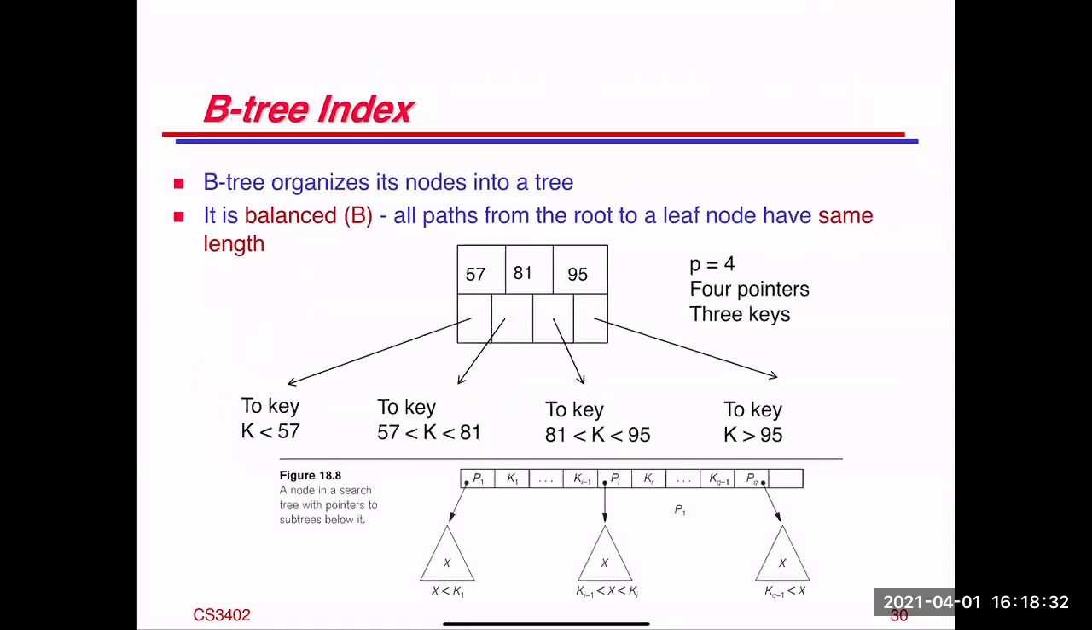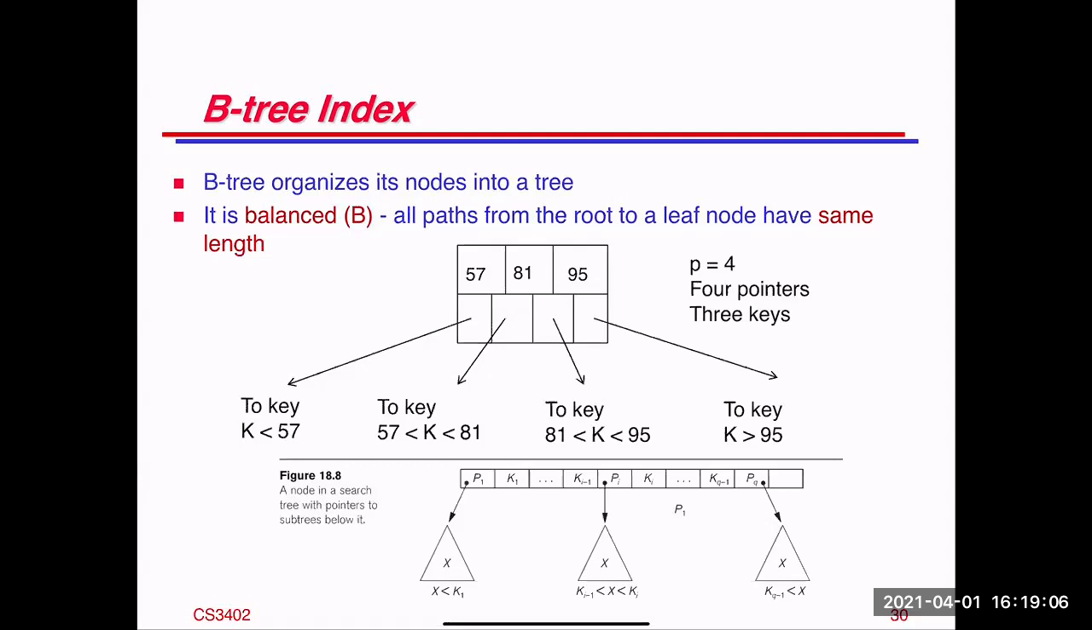All right, so now let's look at the B tree in more detail. The B tree organizes its nodes into a tree. That won't surprise you, I guess. And why is it called B tree? Well, it's a balanced tree. So that's what the B stands for. And as I said, that means that all paths from the root to a leaf node have the same length. Now, this figure here is not exactly a B tree. It's just a generic search tree, but it kind of conveys the idea.